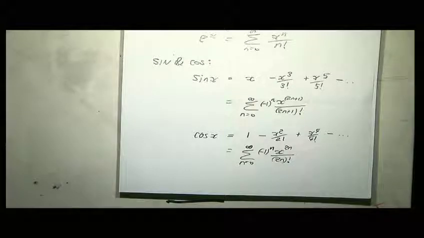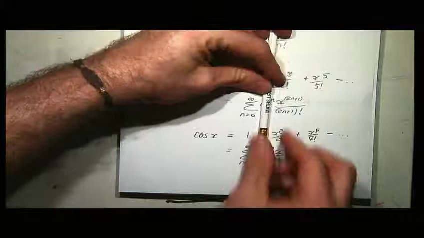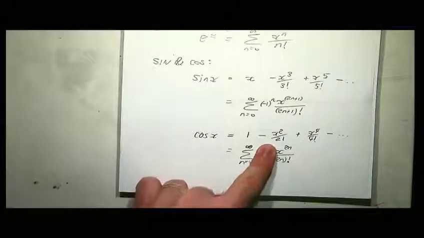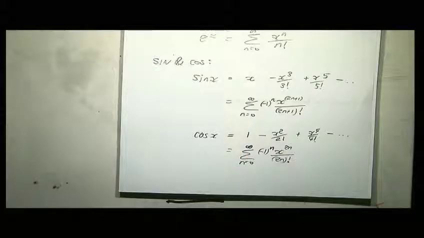For your information, not that you need to remember it, cosh and sinh are the same, except you don't have the minus 1 to the n. So without the minus 1 to the n, it will be sinh x. And without the minus 1 to the n here, it will be cosh x. Which is super cool!